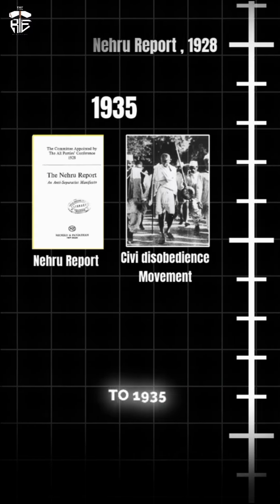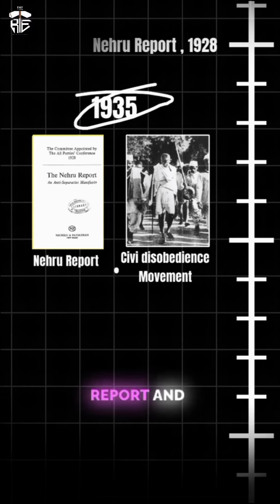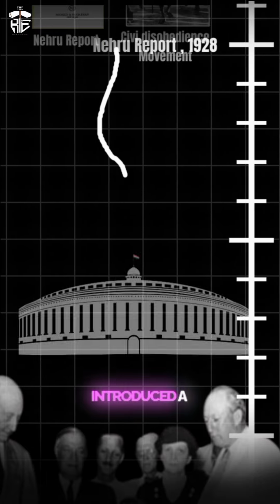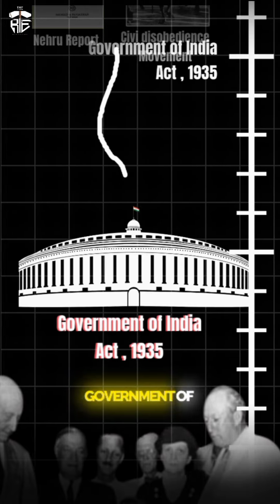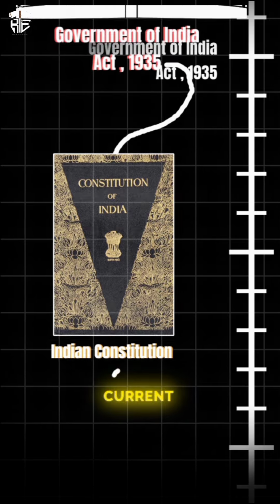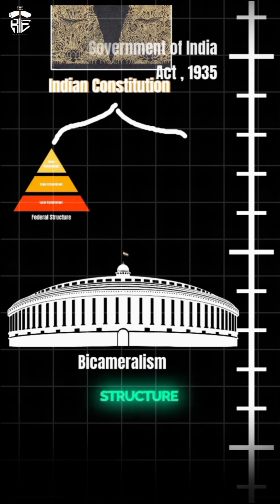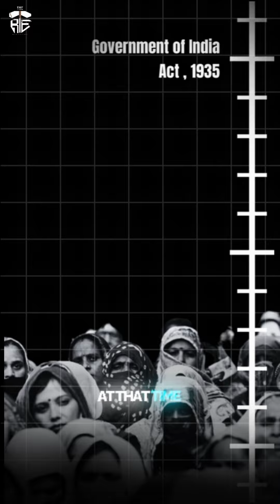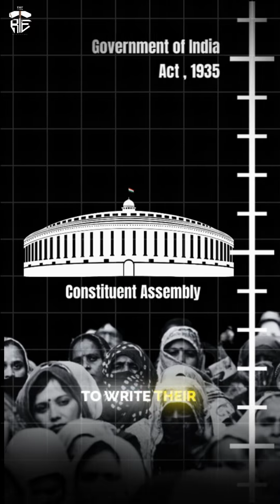But now back to 1935. In response to the Nehru Report and the civil disobedience movement, the British introduced a massive law called the Government of India Act 1935, which became the foundational document for India's current constitution, from the federal structure to bicameralism. At that time, Indians wanted a Constituent Assembly to write their own laws.